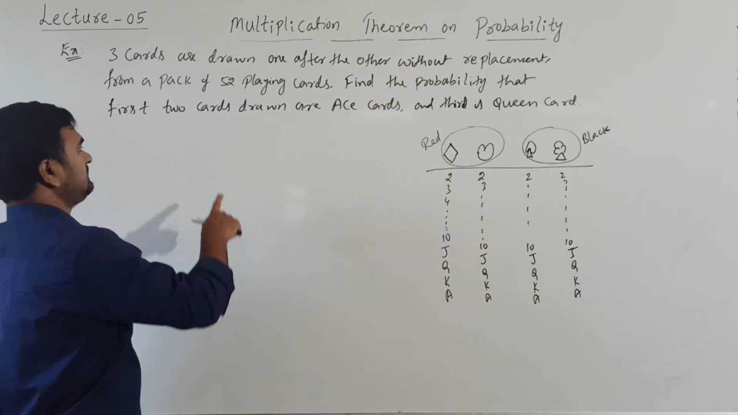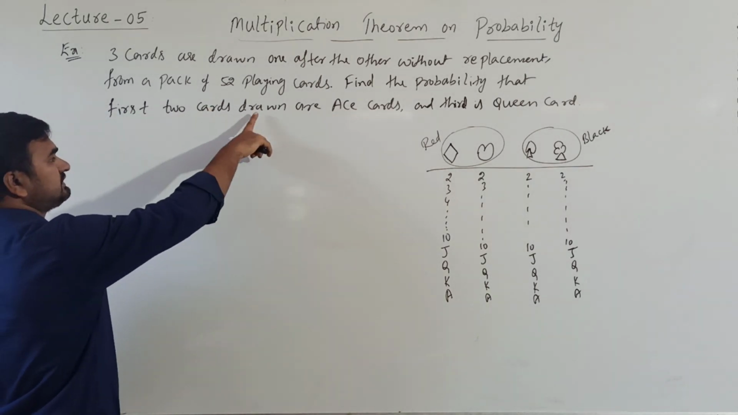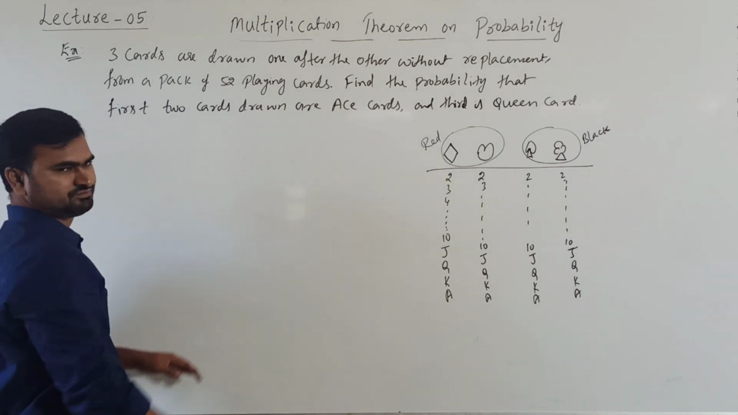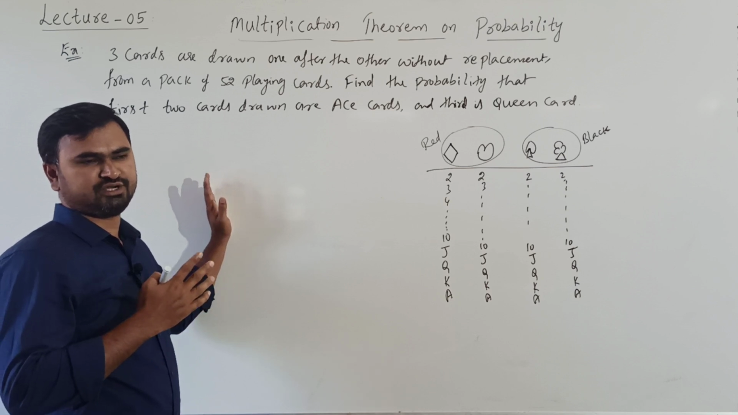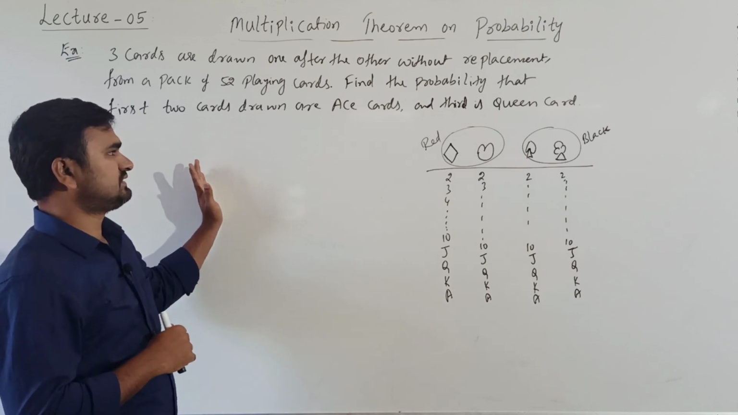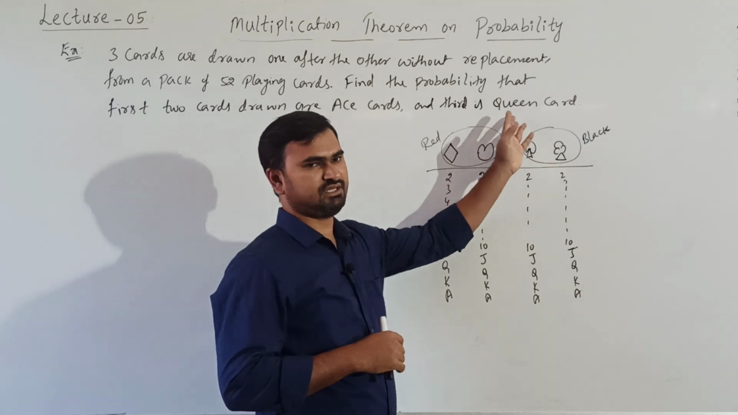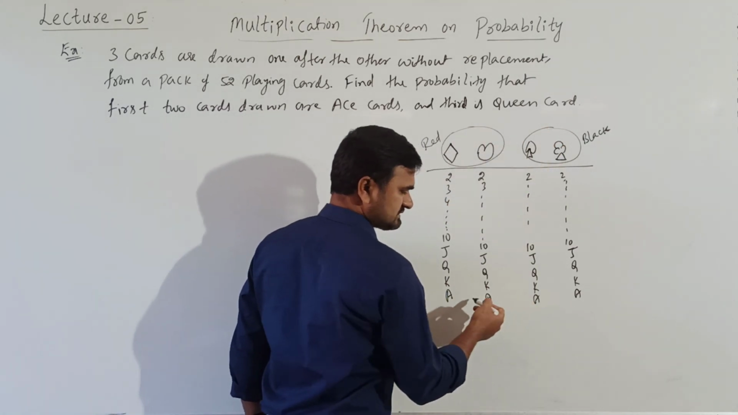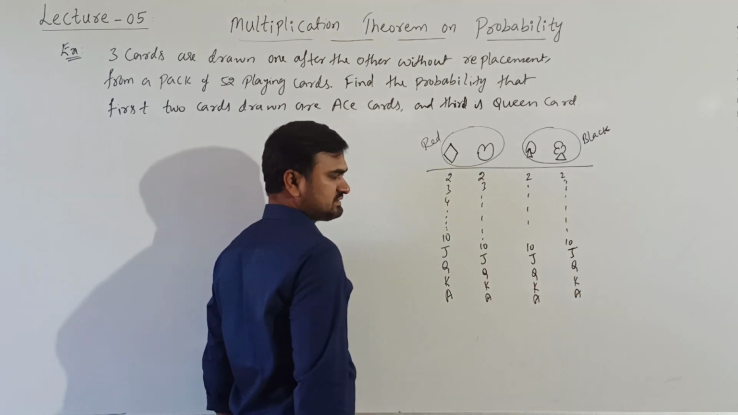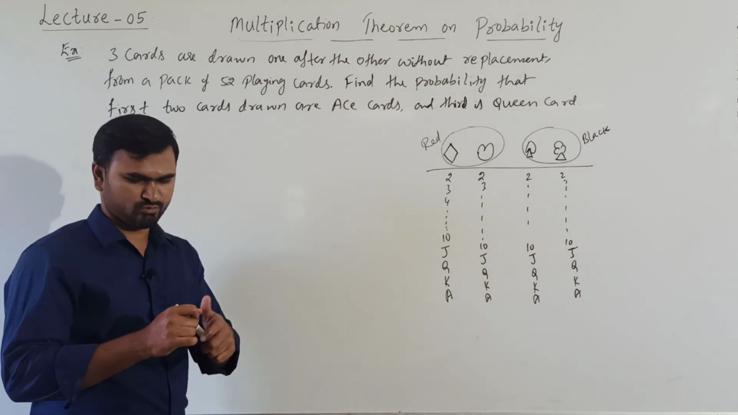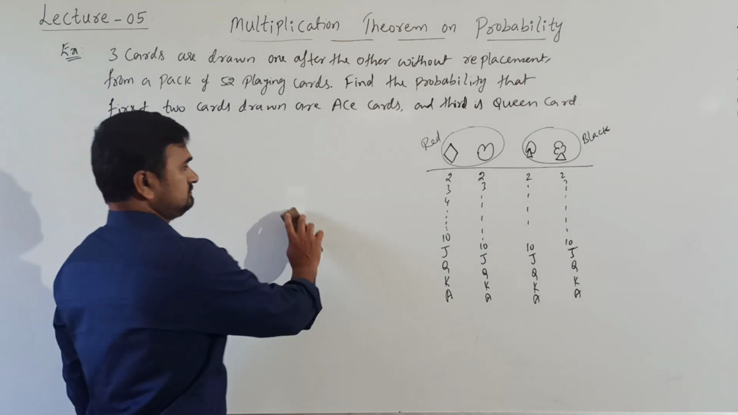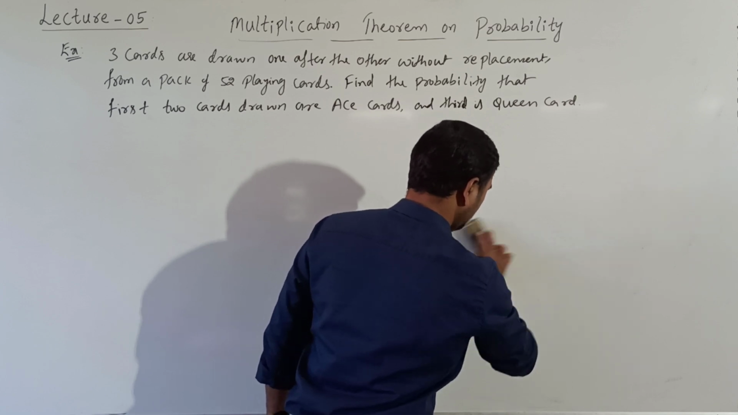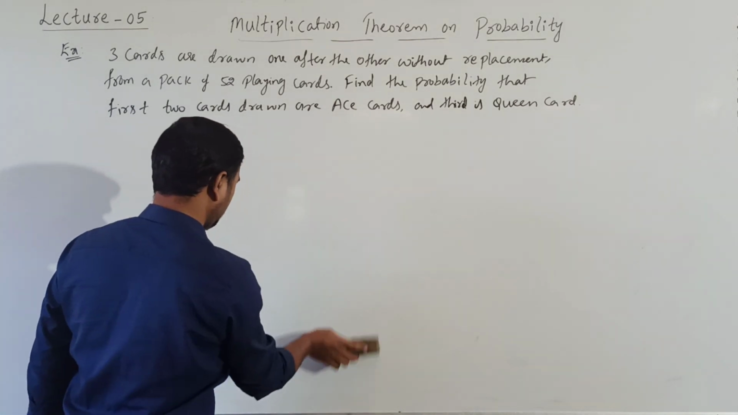So 3 cards are drawn. What is the probability that the first 2 are ace cards and the third card is a queen card? First we should know how many ace cards there are: 4. And how many queen cards are there? 4. Now which theorem do you have to apply here? You have to apply the multiplication principle again.